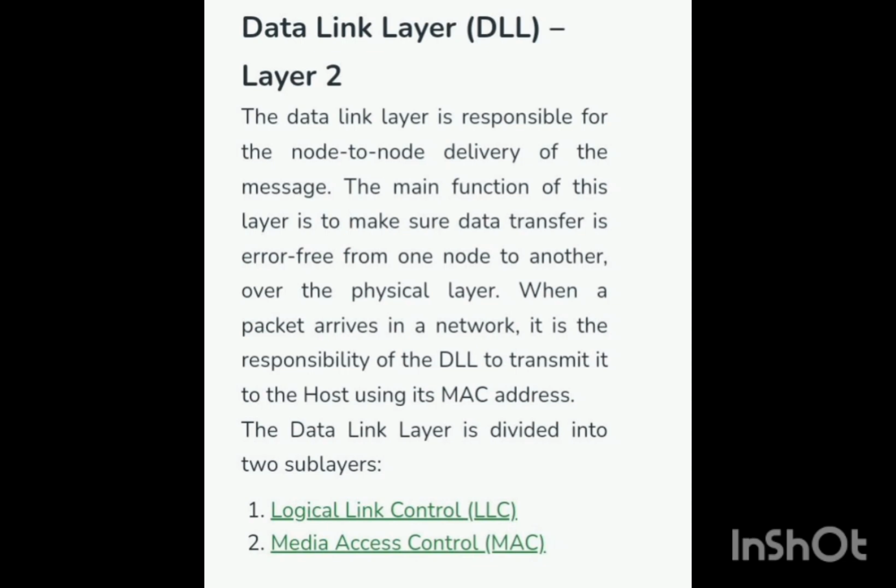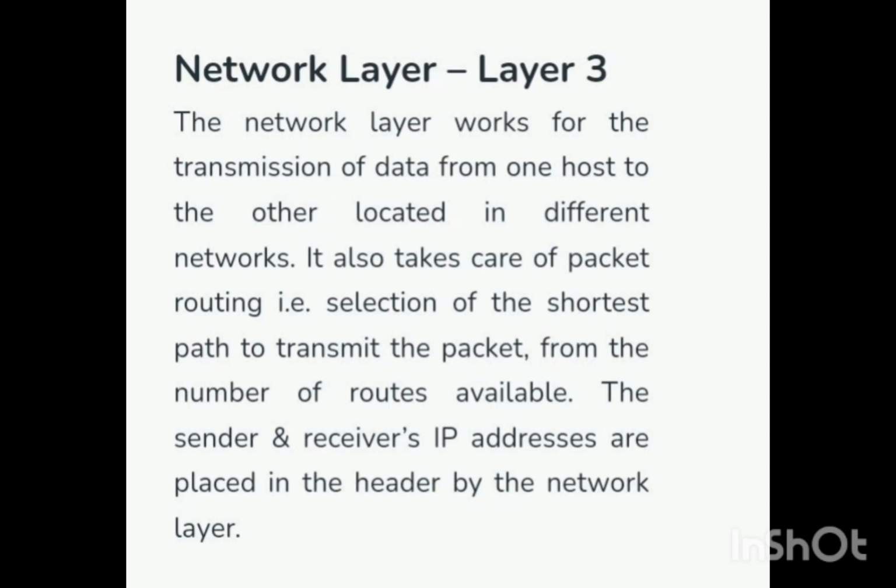Next we will be seeing the third layer, network layer, layer 3. The network layer works for the transmission of data from one host to another located in different networks. It also takes care of packet routing, the selection of the shortest path to transmit the packet from the number of routes available. The sender and receiver IP addresses are placed in the header by the network layer.